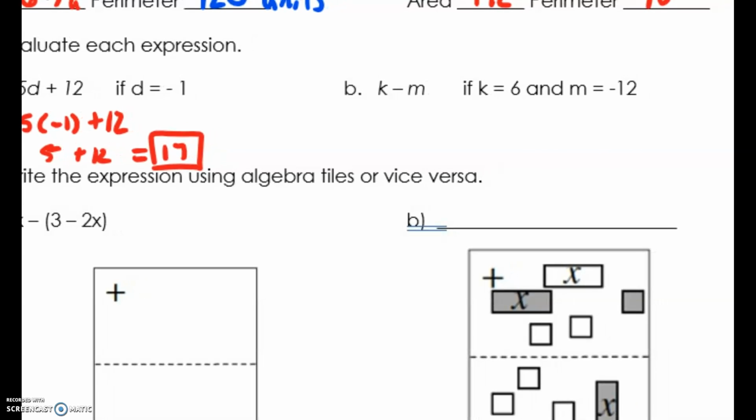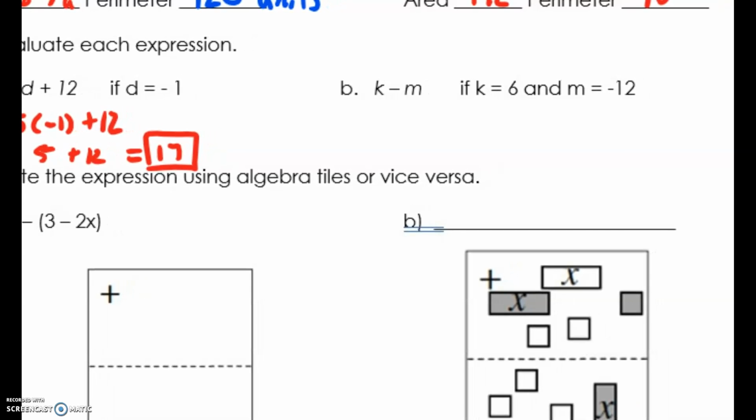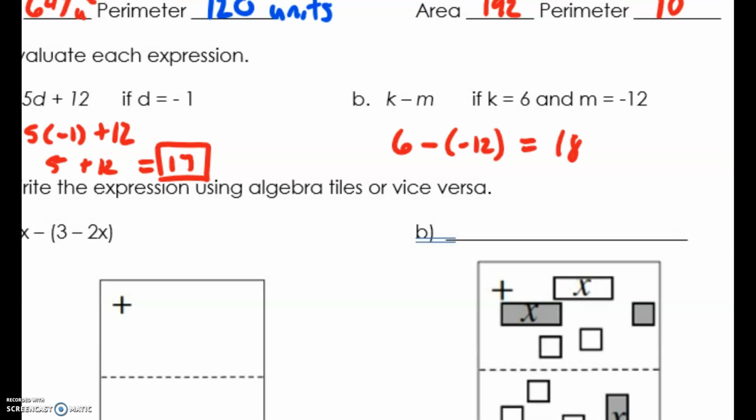All right. Go ahead and give this one a try if you haven't. Plug in 6 for K and 12 for M. All right, when I plug those in, I have 6 minus -12, which is really 6 plus 12, and that's giving me 18.